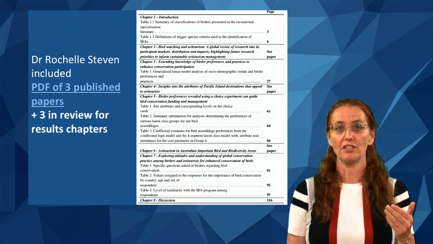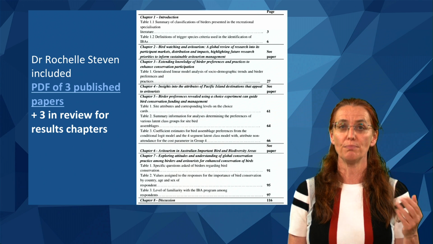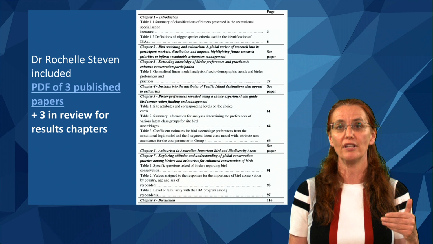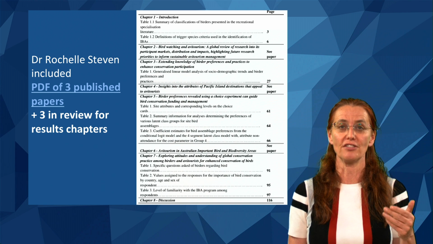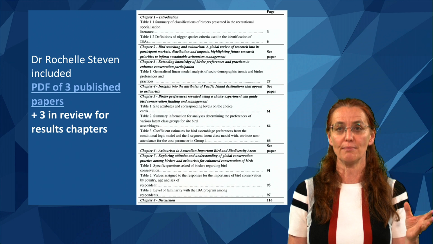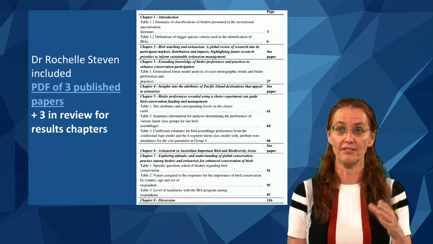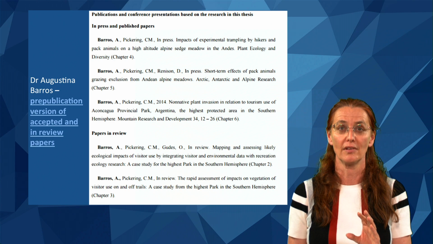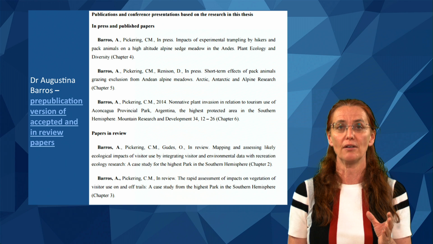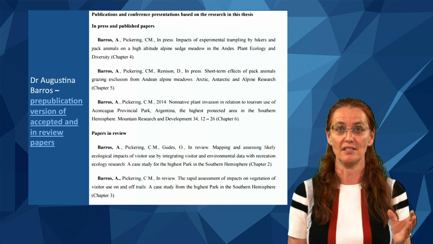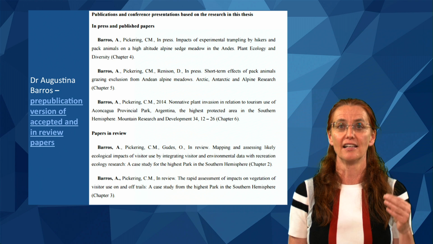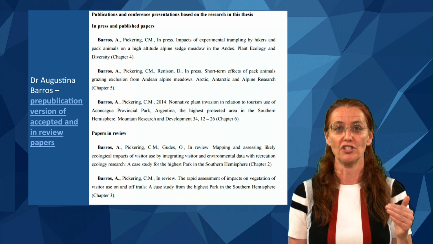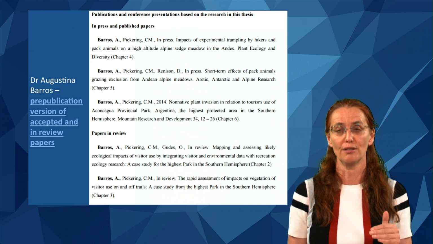Here's another one which included some PDFs of published papers, but also some that were in review, where they were indicating the student, Dr. Rochelle Stevens, who's now got her PhD and all the papers are published. But at the time, some of them were in review. So it doesn't have to just be published papers, it can also be papers that are in review. And then here's this one I talked about where it was pre-publication versions of accepted and in review papers. And this is the statement that she had associated with that, indicating what the chapters were, which ones were published, and which ones were in review.